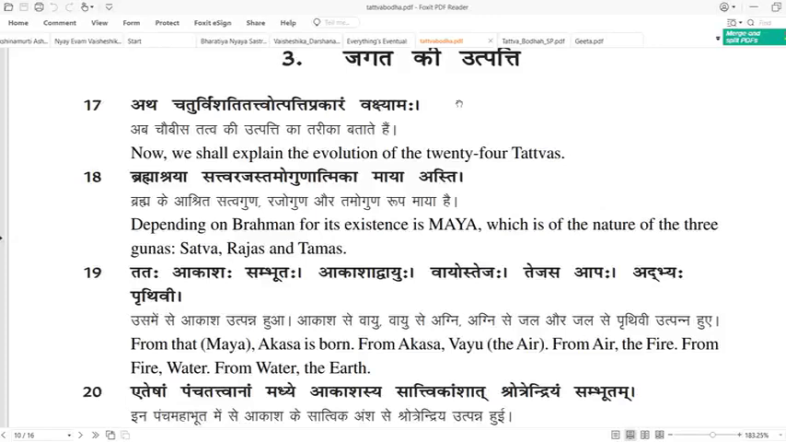One is the Vikshepa Shakti, the power of projection, and the second is the Avaran Shakti, the power of covering. So the first part is the power of covering. My true nature is hidden from me. Once my true nature is hidden from me, I see the things that I project around me as separate from me, right?